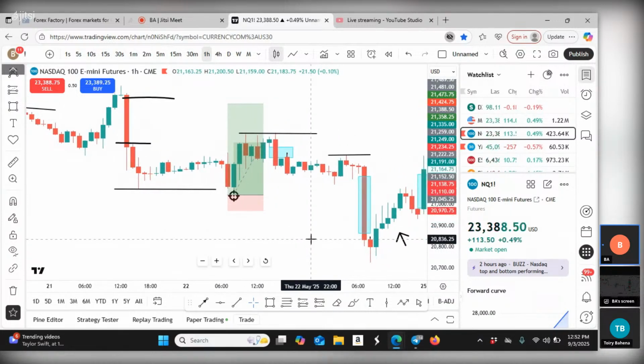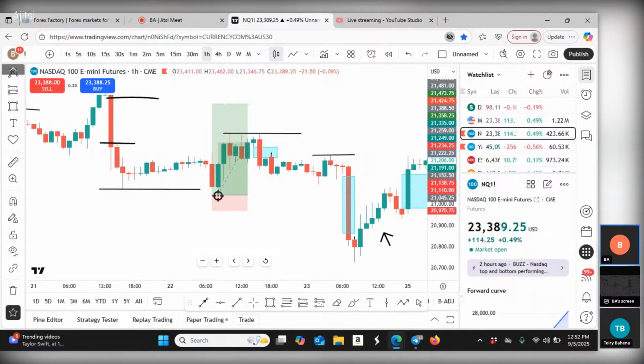Let's see, can price get back up there? And then look at it. It filled in the gap. Price dropped down to a deeper discount. Big money is gonna get the best entry down here.